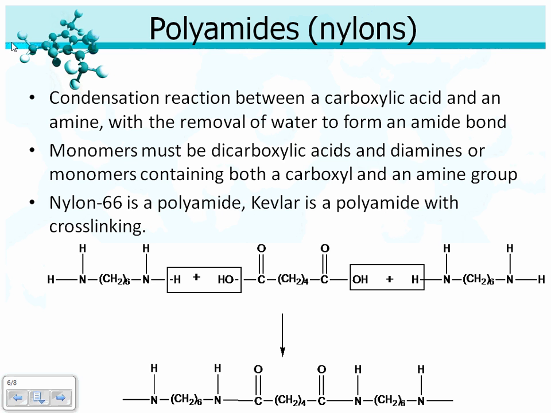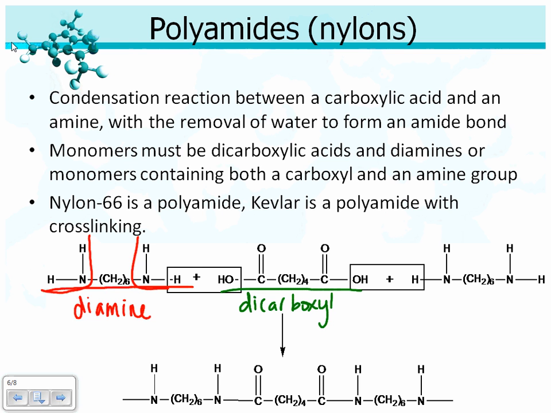So again, let's take a look at what I've got here. Ignore my little boxes. So here I've got a diamine. So you can see I've got an amine group on one end and an amine group on another. And here I've got a dicarboxylic acid. Again, just like on the last slide.